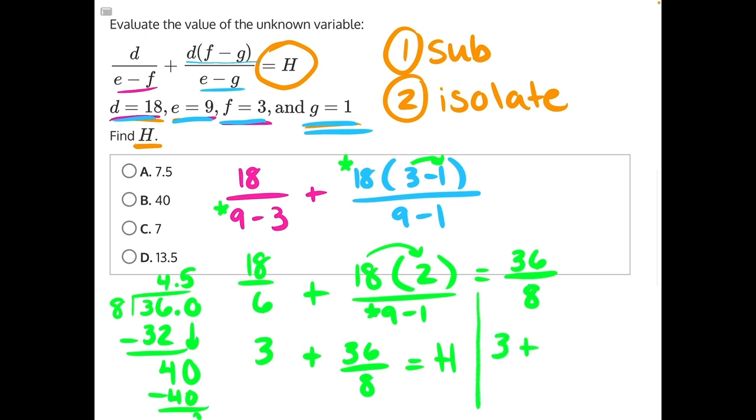3 plus 4.5 will give us h. 3 plus 4 will give us 7, plus 0.5 will make it 7.5. So 7.5 is equal to h, making A our correct answer.